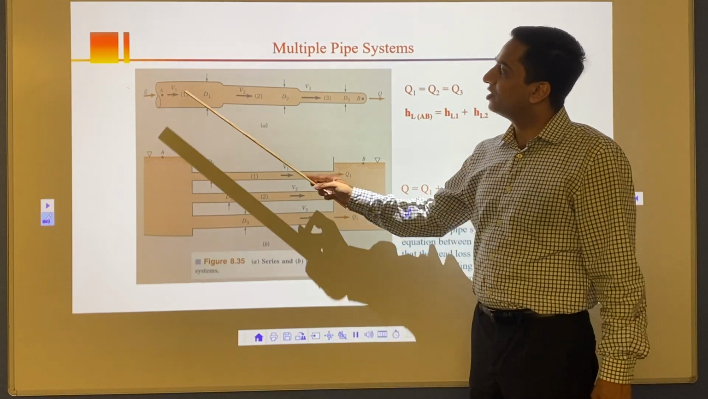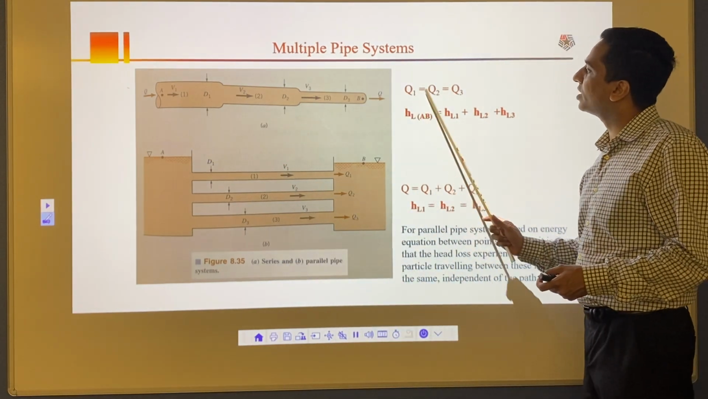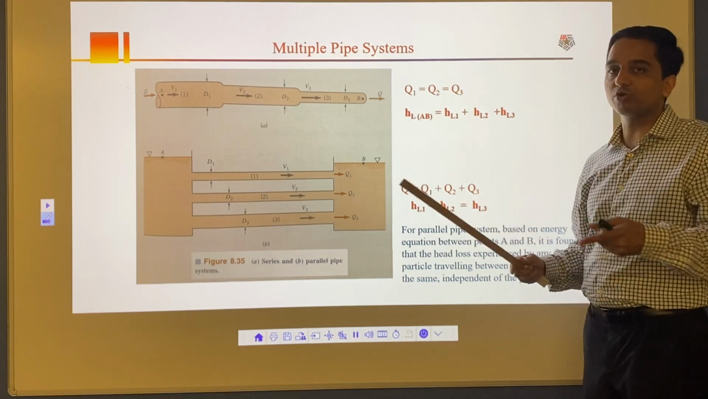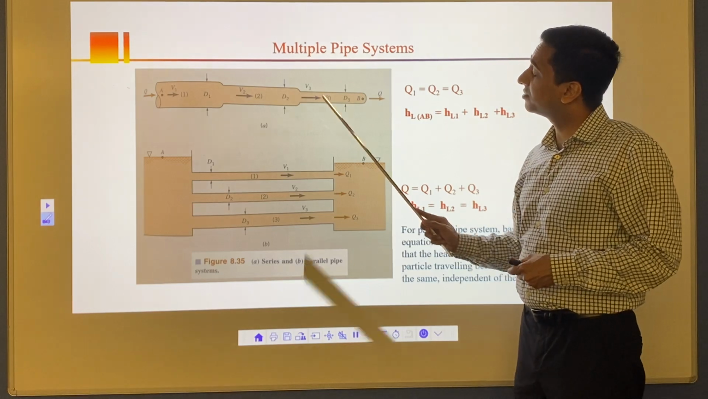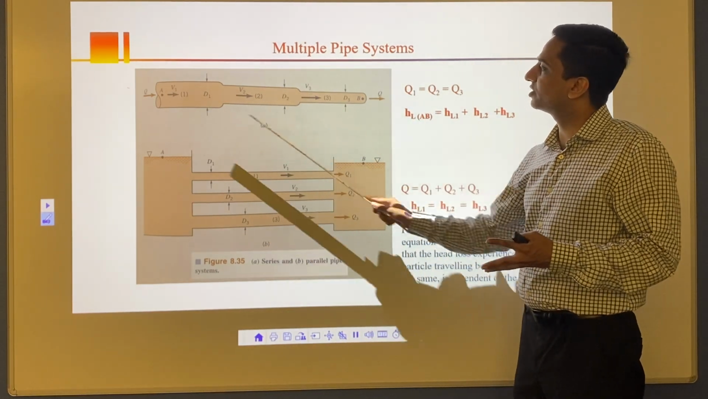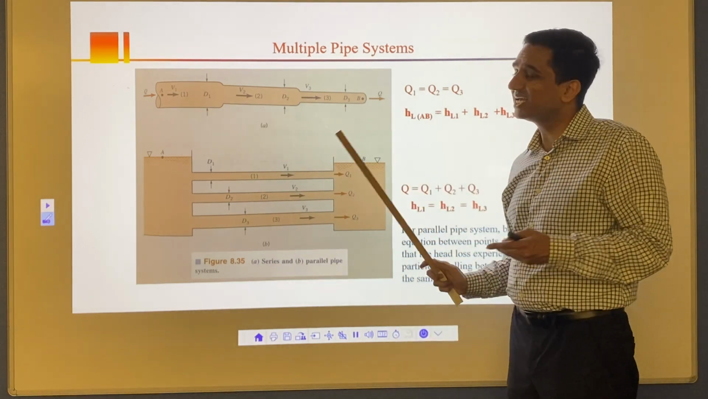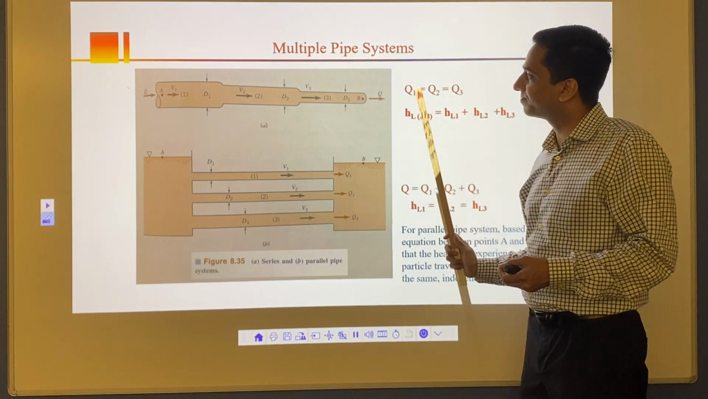Whenever you have pipe flow in series, the flow rate is the same. Q1 is equal to Q2 is equal to Q3. So whatever the flow rate is, the flow rates are equal, 1 is equal to 2 is equal to 3, and the flow rate from A to B is exactly the same. Q1 is equal to Q3.